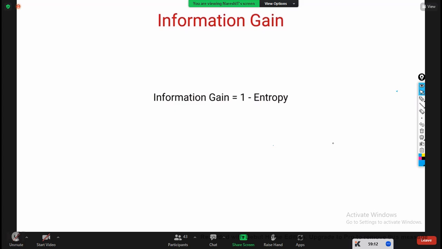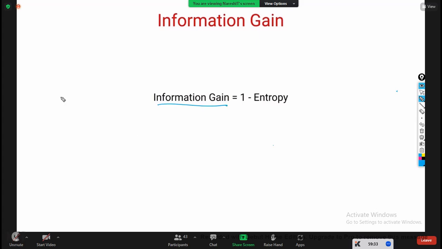Information gain, clearly the word indicates gain. Gain means positive. It should be higher. Information gain means you are getting more information from that particular variable. The higher the information gain, the better the variable. The lower the information gain, that is the worst variable. You are not getting any information from that variable.